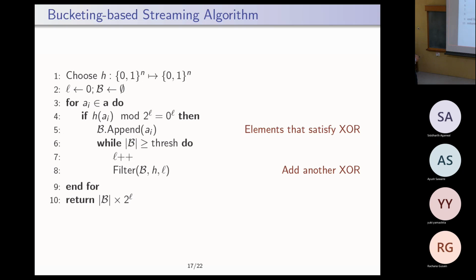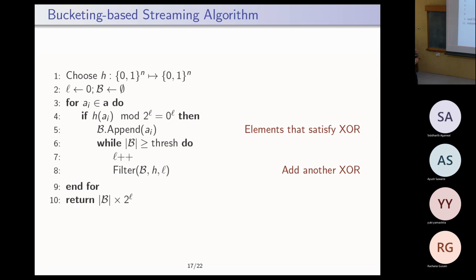Basically, here I'm checking. There's a number L here. This L is checking the number of hash values which have L many trailing zeros. I want the number of a_i's whose hash values have at least L many trailing zeros to be less than this threshold. So I check if the hash value of a_i has L many trailing zeros. If it does, I add that to B.